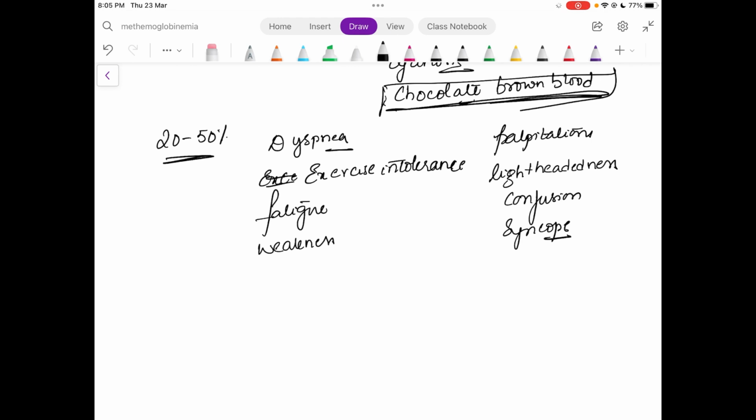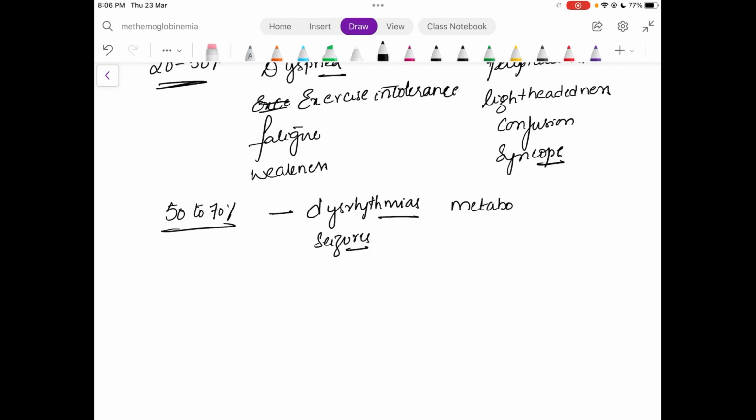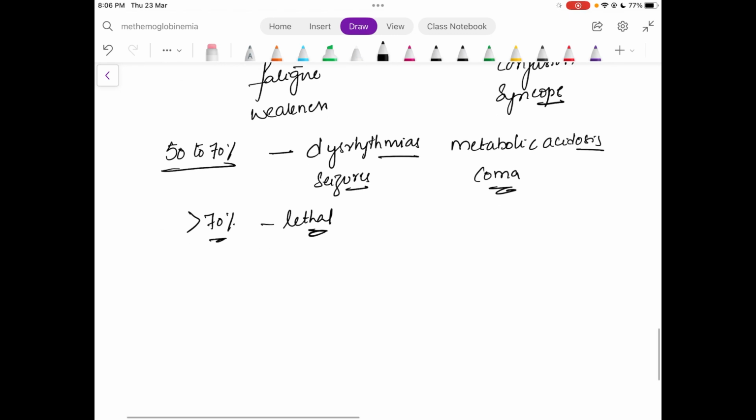And if the percentage is around 50 to 70%, the patient will have dysrhythmias, that is arrhythmias will occur in the heart, and the patient will have seizures, metabolic acidosis. Because of hypoxia, lactic acid will be developed and metabolic acidosis will occur. The patient will have coma. And if it is greater than 70%, then it is lethal.